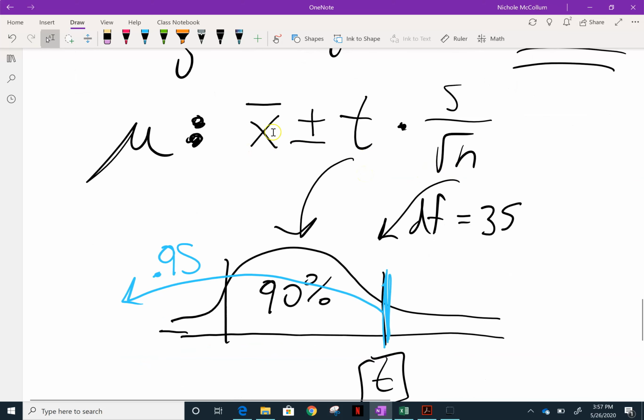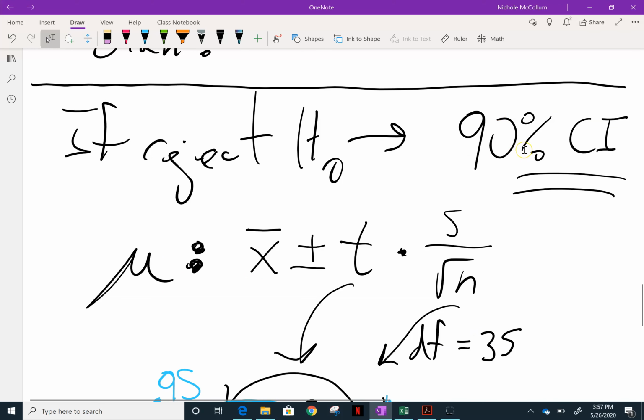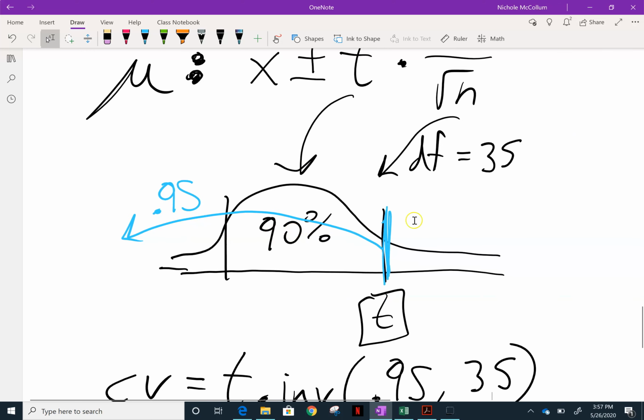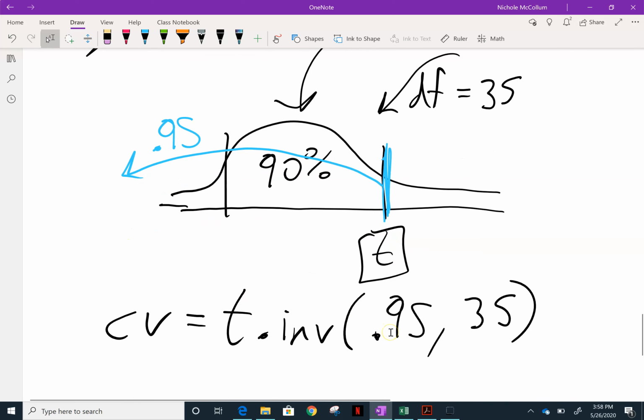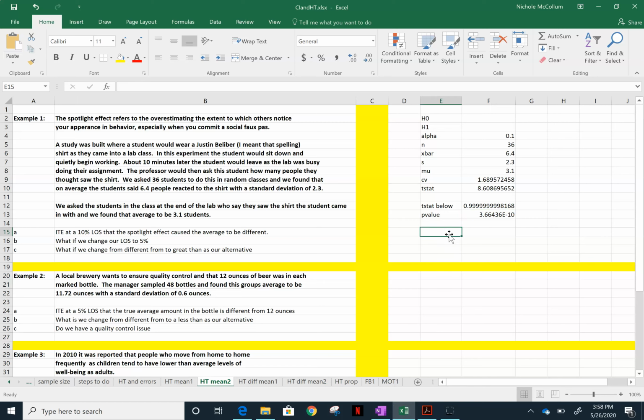I know n, x bar, and s. That's from my sample. N, x bar, and s come from my sample. T comes from the confidence interval you want to build. You want to build a 90% confidence interval? That builds this picture. I often draw pictures to understand what I'm doing. So double bar, because a confidence interval always has two bars, by the way. And I wanted a 90% confidence, which means 95% area below, and that's what I'm utilizing to build my confidence interval. All right. So I want a 90% CI.